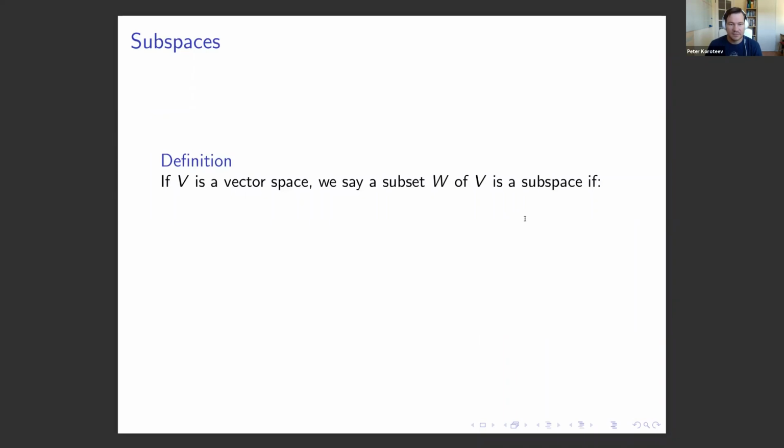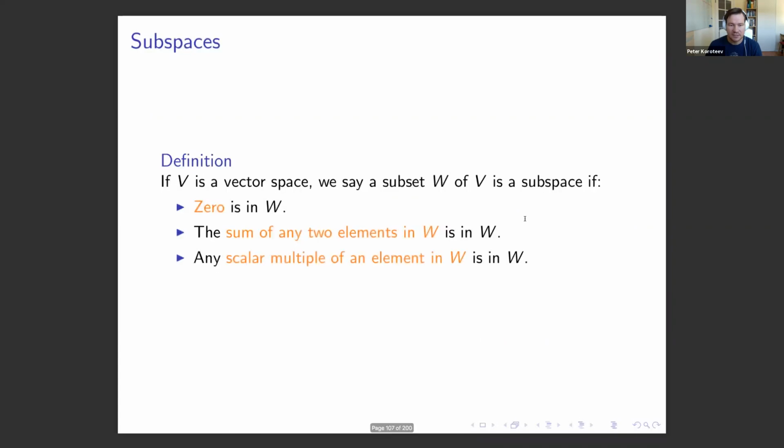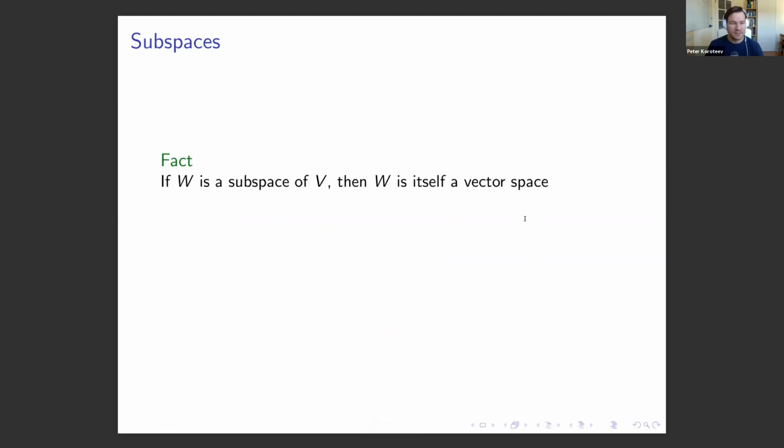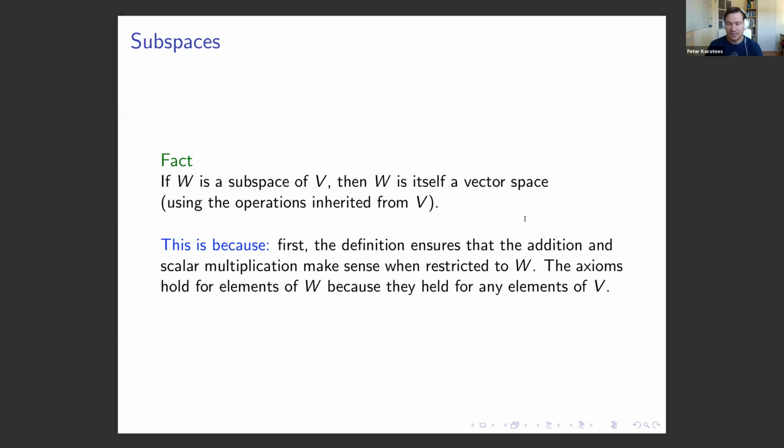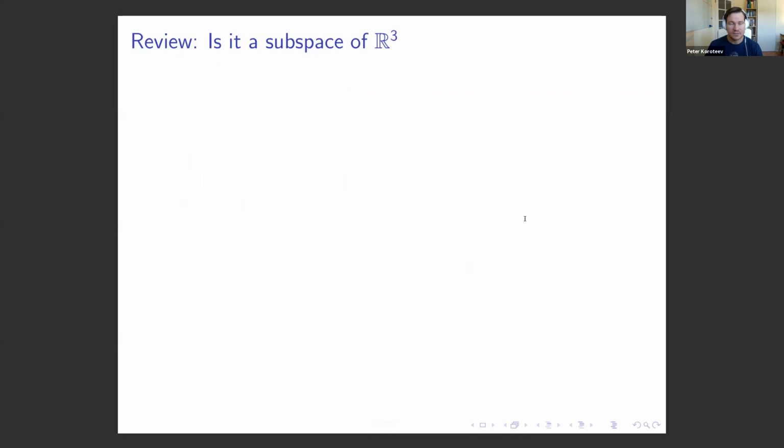Let's talk about subspaces. If V is a vector space, we say a subset W of V is a subspace if the zero vector is inside W, the sum of any two elements in W is in W, so it's closed under addition, and scalar multiplication, so any scalar multiple of an element in W is in W. We've seen how this works for R^n, but now we can generalize it to an abstract vector space. A fact about subspaces is that if W is a subspace of V, then W is itself a vector space using the operations inherited from V. Why? First, the definition ensures that addition and scalar multiplication make sense when restricted to W. And the axioms hold for elements of W because they held for any elements of V, and W is a subset of V.